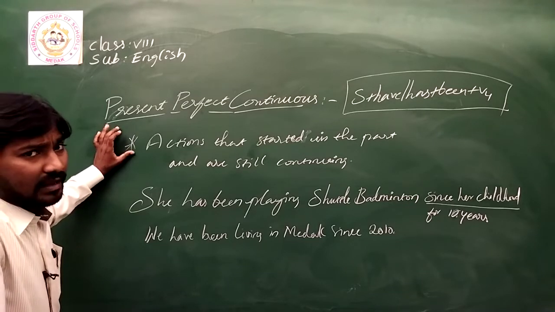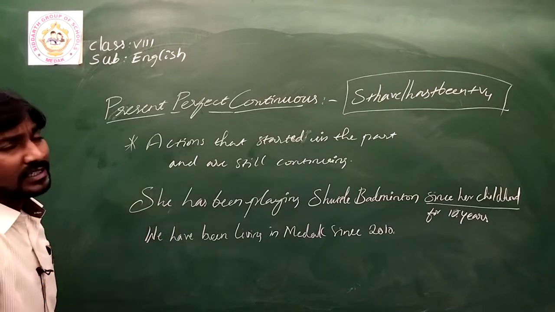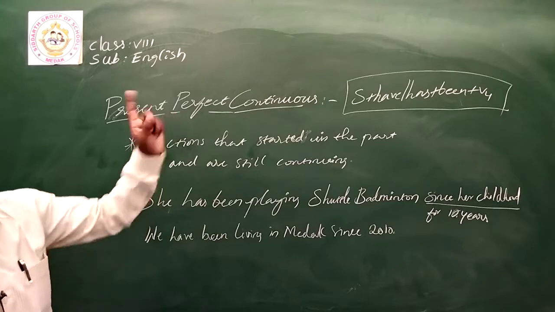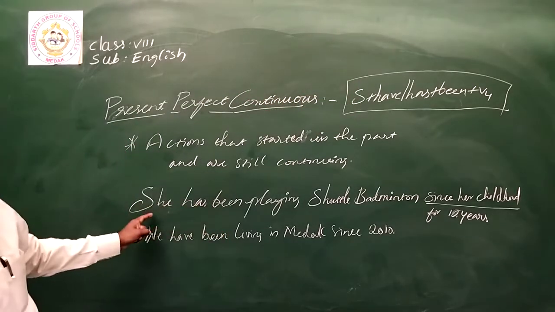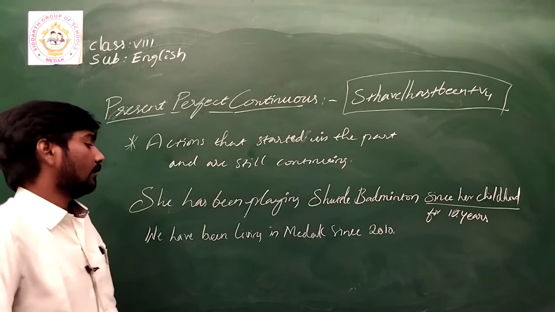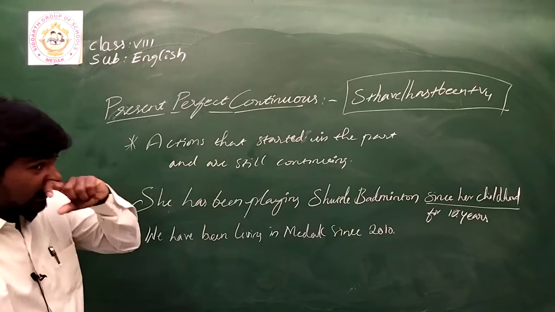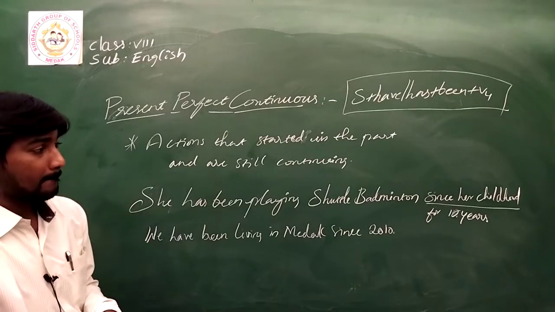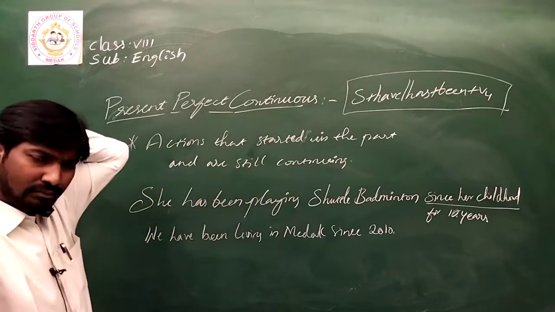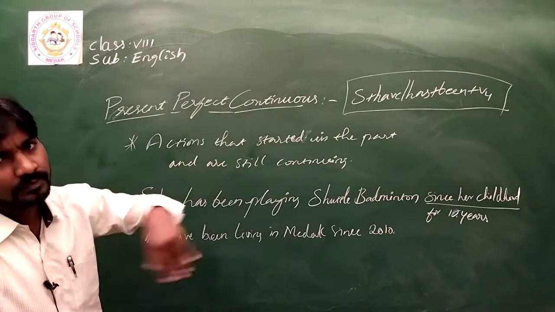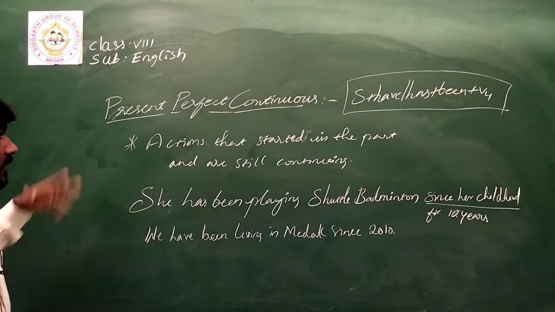If the action started in the past and is still going on, at that time we have to use this present perfect continuous tense. The structure is subject plus have or has, sorry, been plus V4. Okay? Example: She has been learning shuttle badminton since her childhood or for 10 years. It means from 10 years ago it started and is going on. That is okay. Copy. And I'm going to erase.